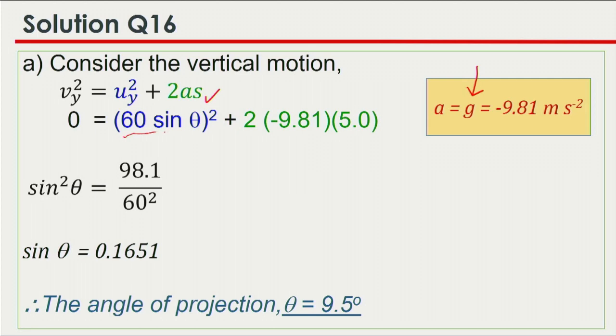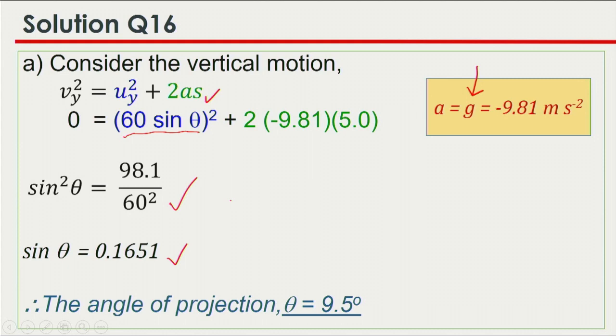Okay, this is the Uy. So 0 equals (60 sine theta) squared plus 2 times negative 9.81 times 15.0, and we rearrange the equation. Sine squared theta equals 9.81 over 60 squared. Okay, sine theta equals 0.1651.